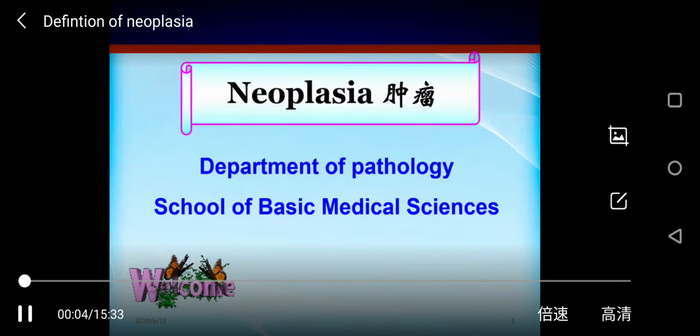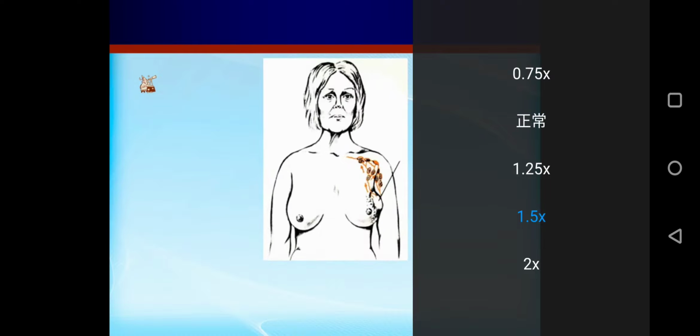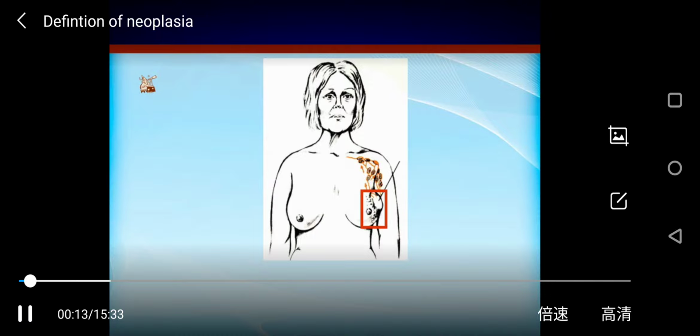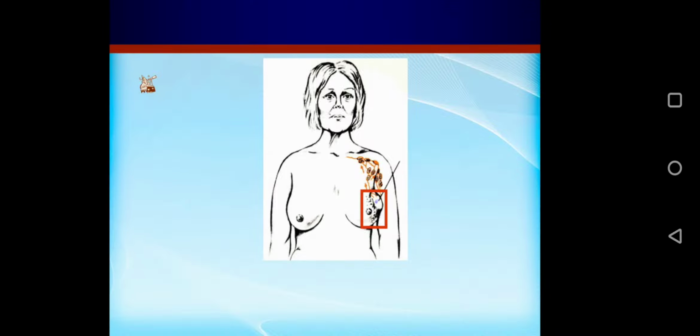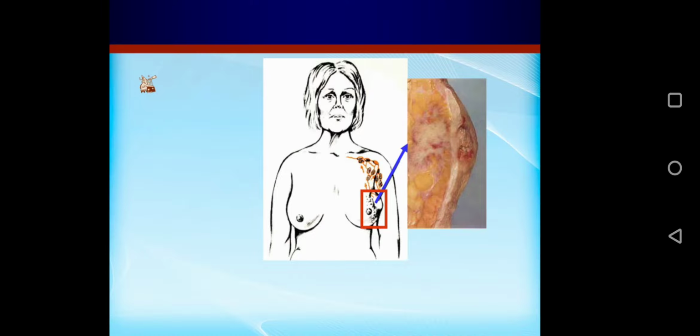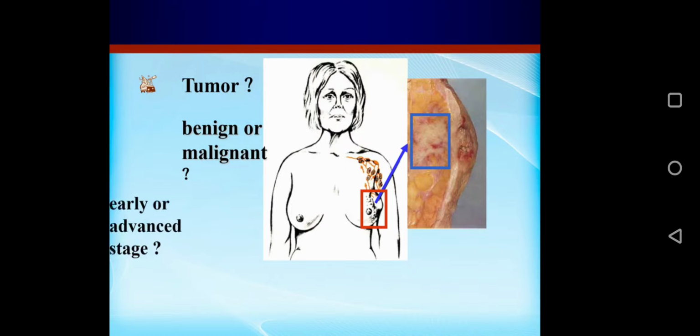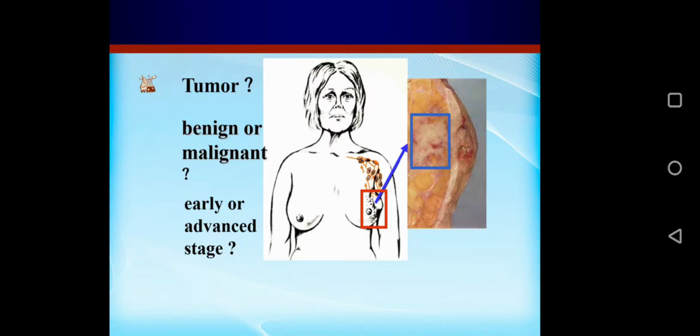This chapter, we will learn neoplasia. Now let's see some pictures. First, let's see this picture. This is a female patient. We can find a mass in the breast. On the cut surface, this tumor is white. So this mass is a tumor. Is it a benign tumor or a malignant tumor? If it is a malignant tumor, is it early or at an advanced stage? So these are the questions.